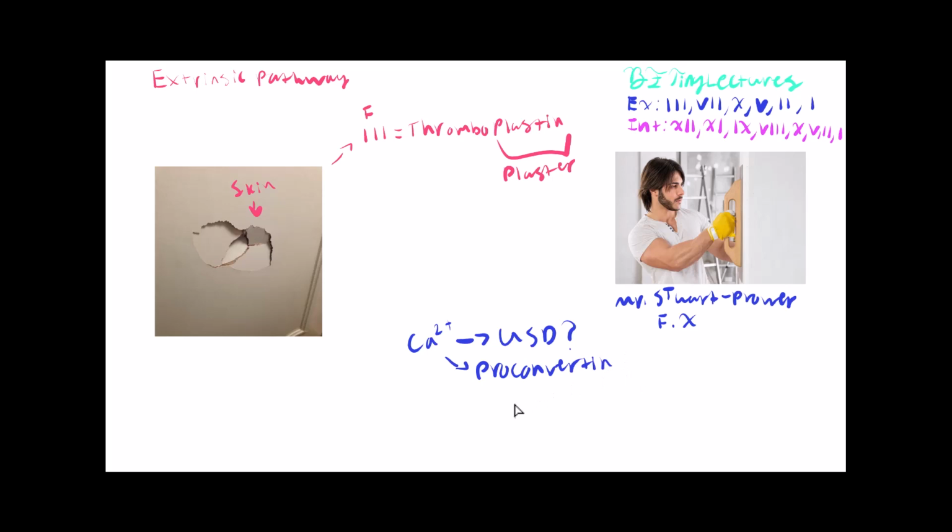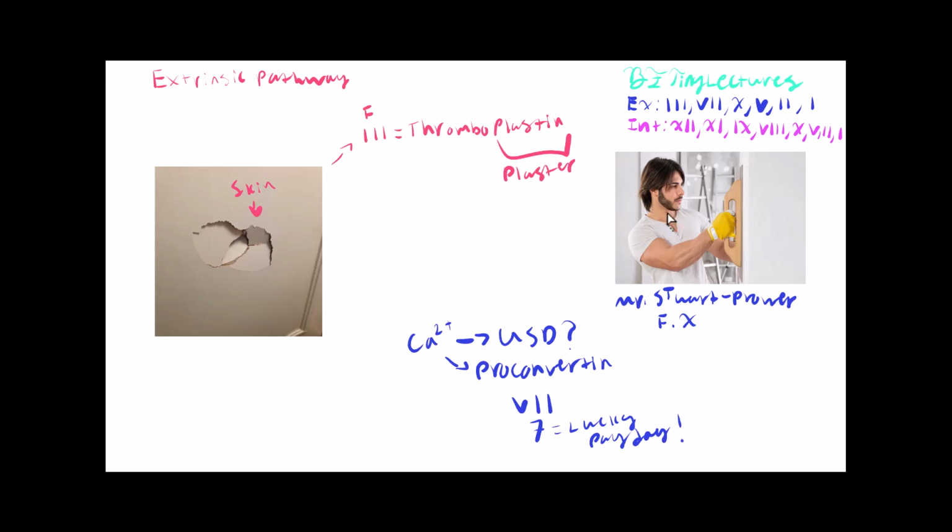And that is actually factor number 7. And hey, 7's pretty lucky. And this is a guy's payday. So it's Mr. Stuart Prower's lucky day because he gets paid. And so to summarize, we have a hole in the wall. We're going to be using plaster. That's thromboplastin. That's factor 3. Factor 3 is going to be connecting with proconvertin because it's going to convert the calcium and the thromboplastin to activate Mr. Stuart Prower. He's a baddie. He knows he a 10.